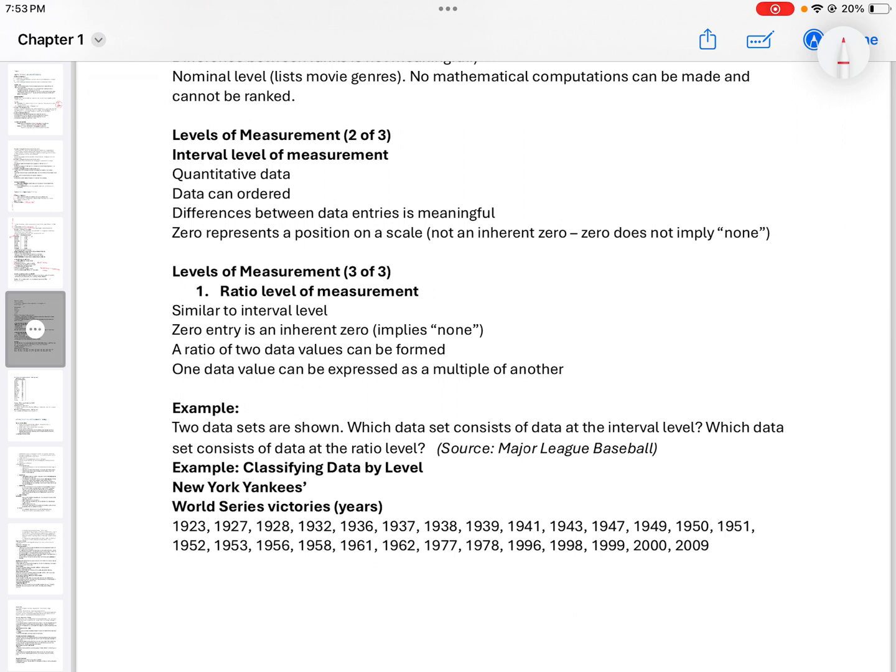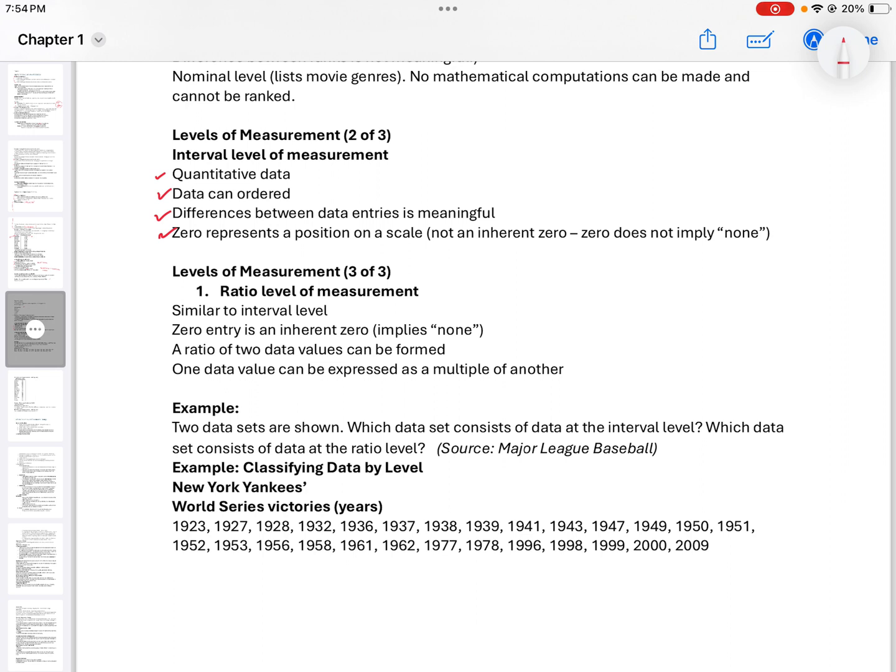Levels of measurement. The interval level of measurement is defined by quantitative data. Data can be ordered, and the difference between data entries is meaningful. And 0 represents a position on a scale, not an inherent 0, like 0 does not mean no value.